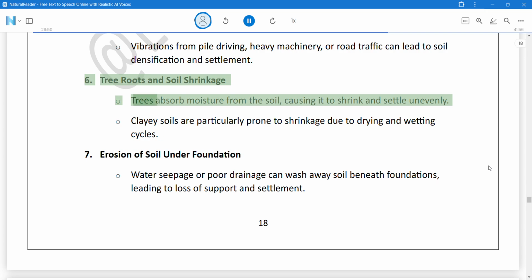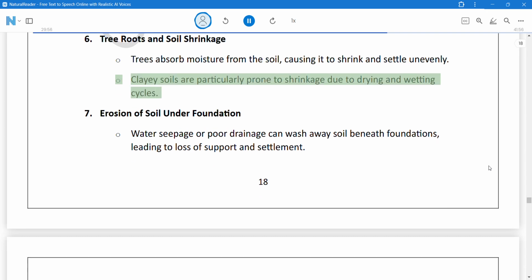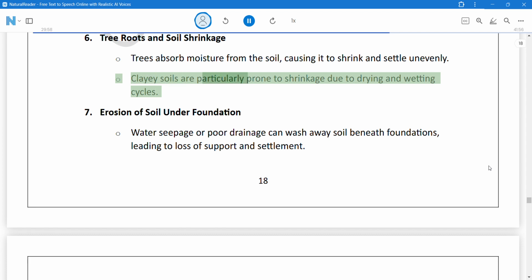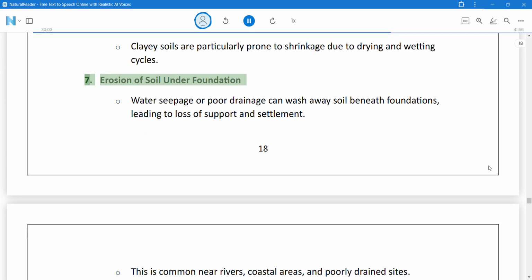6. Tree roots and soil shrinkage. Trees absorb moisture from the soil, causing it to shrink and settle unevenly. Clayey soils are particularly prone to shrinkage due to drying and wetting cycles.